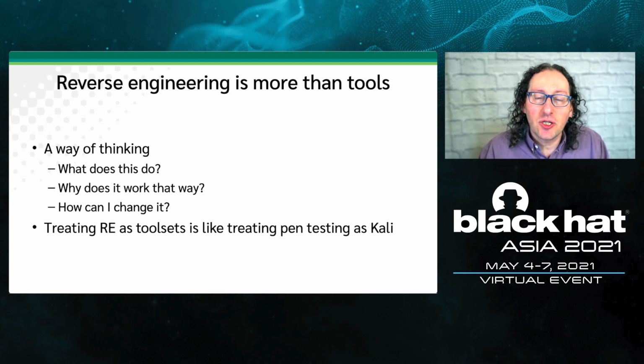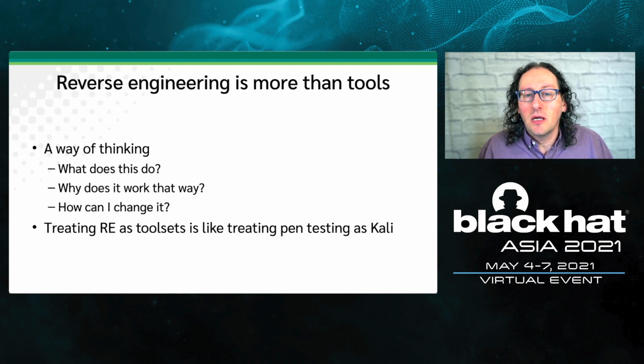How can I change its behavior? Offensively, by writing an exploit, or by making it do things that the author didn't expect. How can I make it present different information to the person that's using it? Or, if I'm a defender, how vulnerable is this thing? What can I learn about it by taking it apart? And so reverse engineering as a way of thinking is tremendously important and powerful.